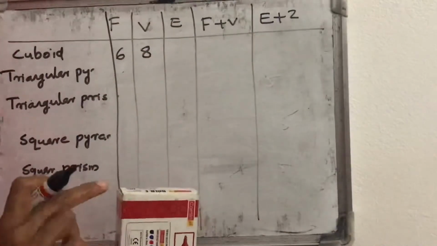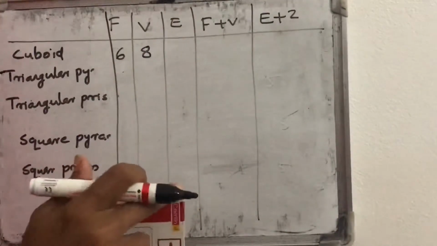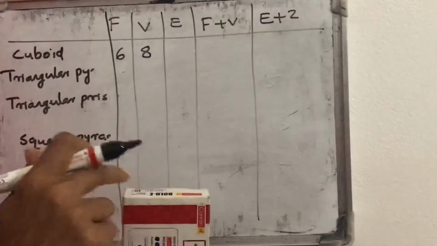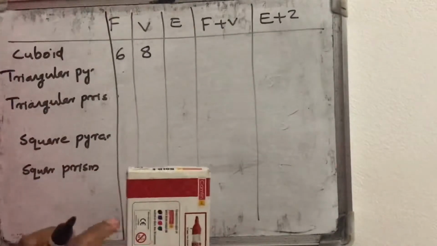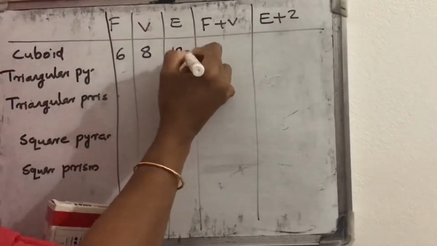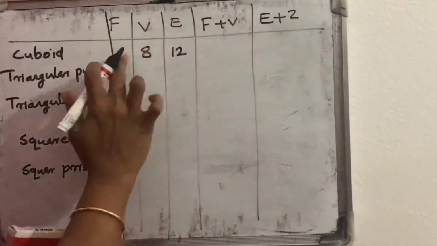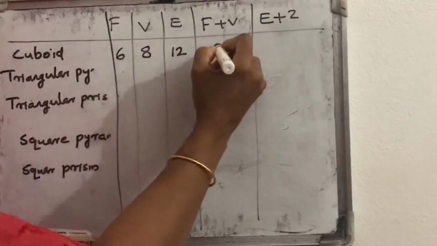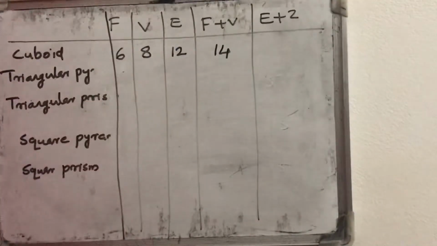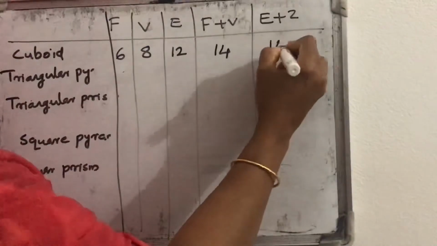Edges: you know the line segments. Here 4 line segments, plus 4 lateral edges, and here 4, so 12. Now find F plus V: 6 plus 8 is 14. And E plus 2: the number of edges we got is 12, and when we add 2, we get 14.